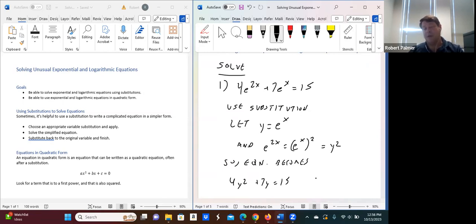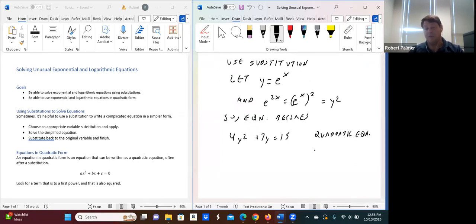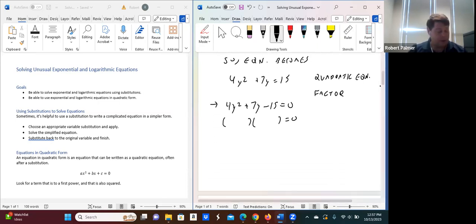Now, hopefully you recognize this is clearly a quadratic equation, and so we can solve it the way we usually solve any quadratic equation. In this case, this one will factor, but if you have trouble factoring, or don't see how it factors right away, and understandably you may not, then you may want to use the quadratic formula. First, let's write one side equal to 0. So we have 4y squared plus 7y minus 15 is equal to 0.